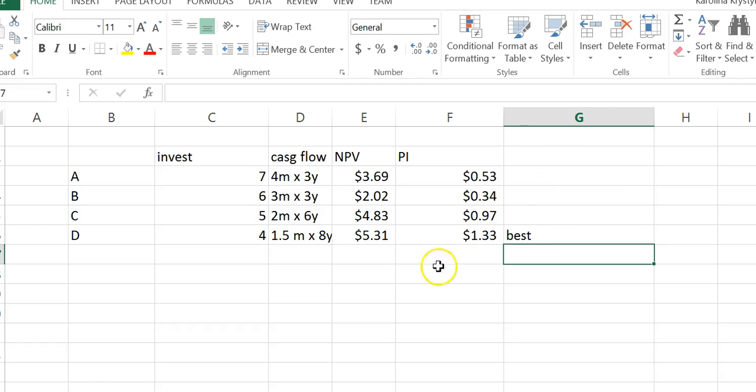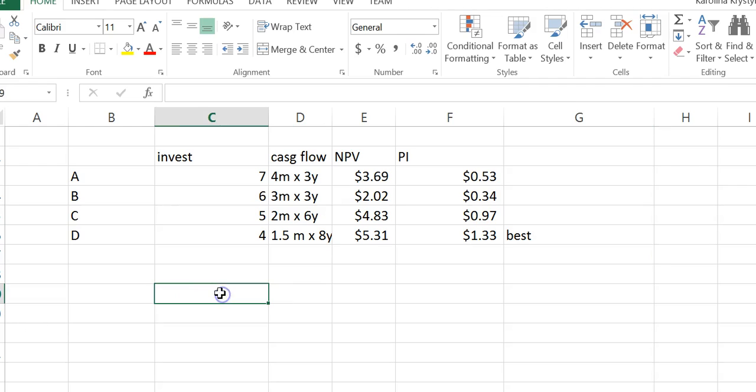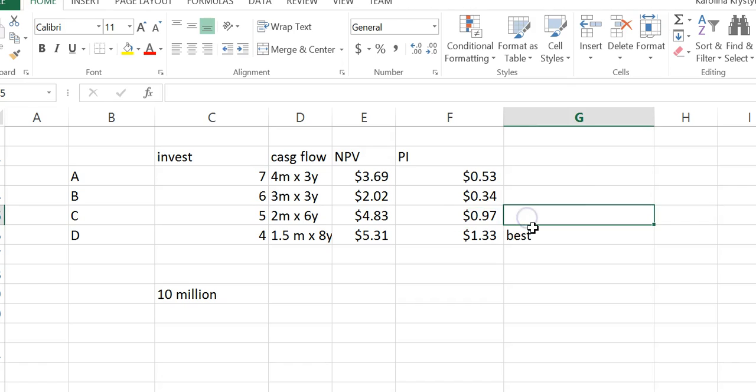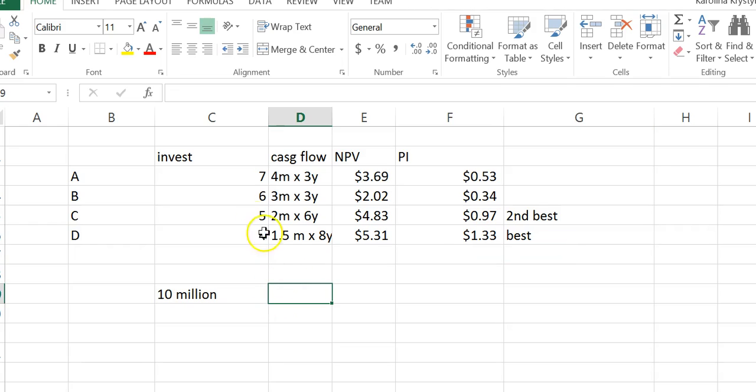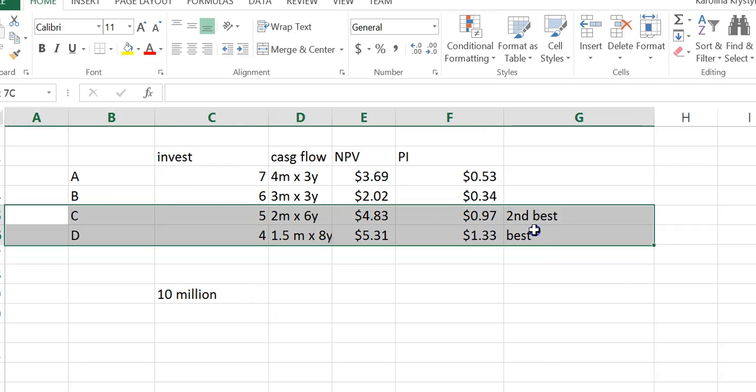Let's keep in mind what our budget is. Our budget is 10 million. The best project is D, but we only spent 4 million, so we can keep going. What's the second best project? Second best is project C. It costs 5 million. So we spent $9 million on both. And those are the only two projects we can take. We can't afford anything else.